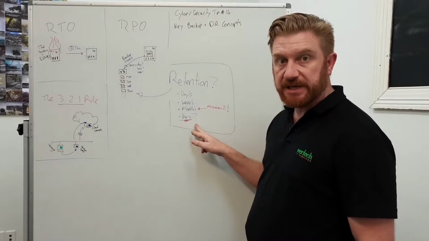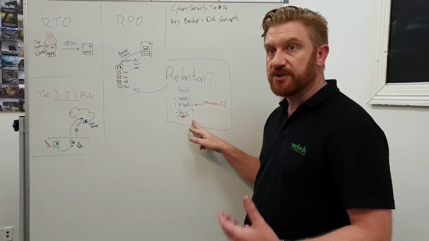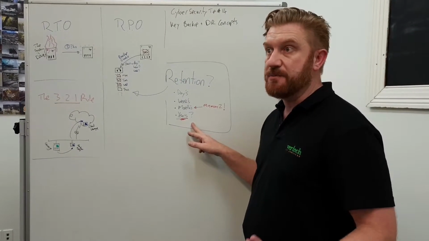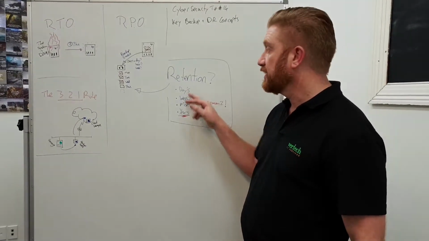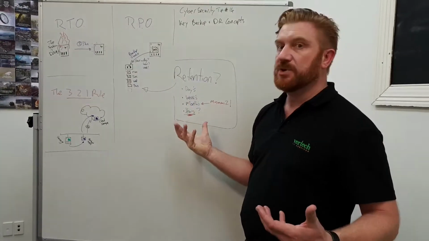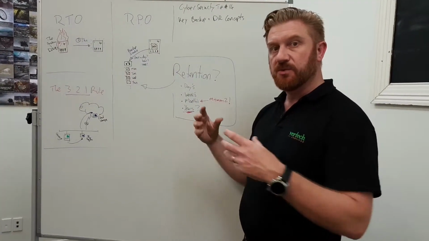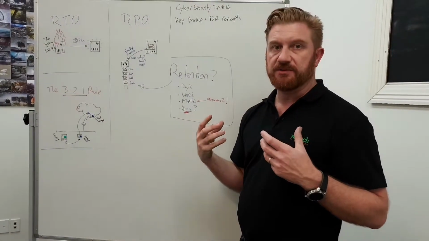And for some people, years. If you're an accountant or lawyer, you need to be able to go back 7 years. So you need to consider what that depth of recovery can be.